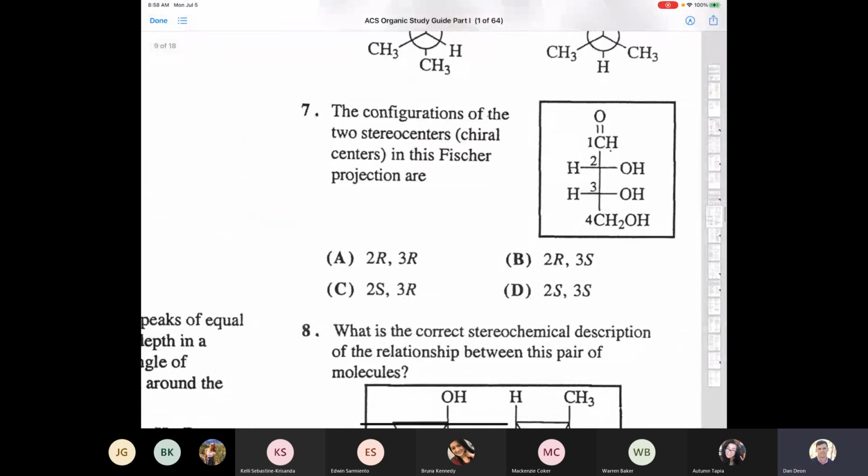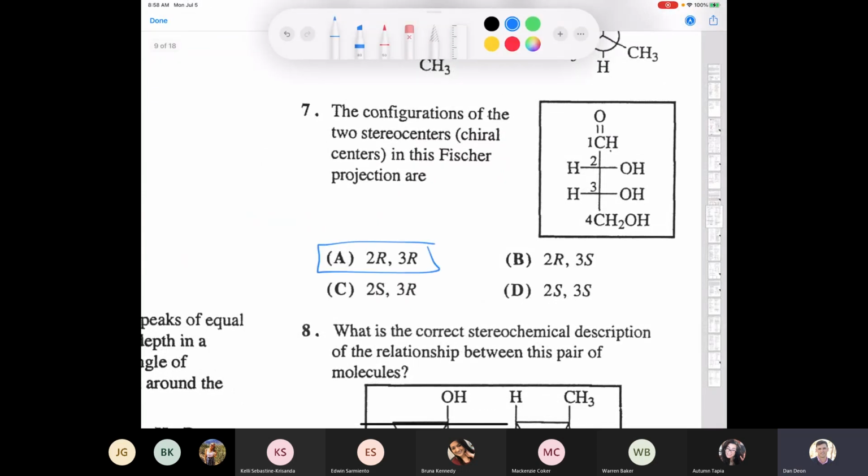All right. So it's a 2R, 3R compound. Something you can use as a shorthand, that we're going to learn in organic chemistry too, is that when you're looking at compounds like this, not every Fischer projection, but we'll learn some rules, you'll see that when the hydroxyl is on the right-hand side, it's R. And when it's on the left-hand side, it's usually S. But again, that's something that's covered in organic chemistry too.